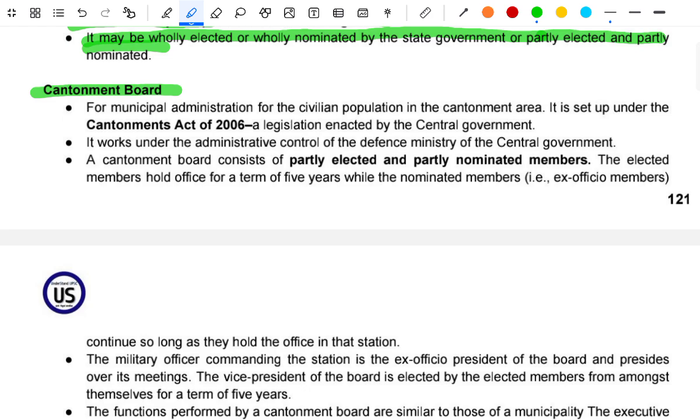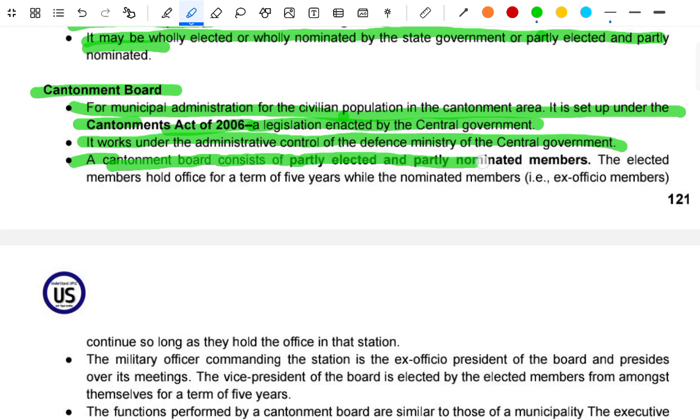Cantonment board, for the municipal administration of the civilian population in the cantonment area. It is set up under the Cantonment Act of 2006, a legislation enacted by the central government. It works under the administrative control of the defense minister. It is a central government body and consists of partially elected and partially nominated members.